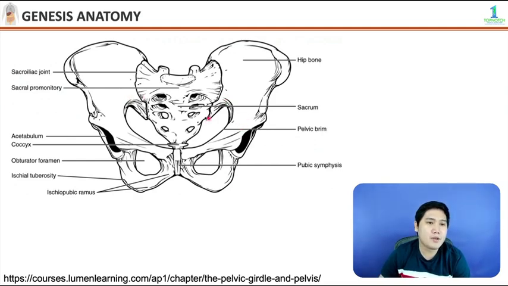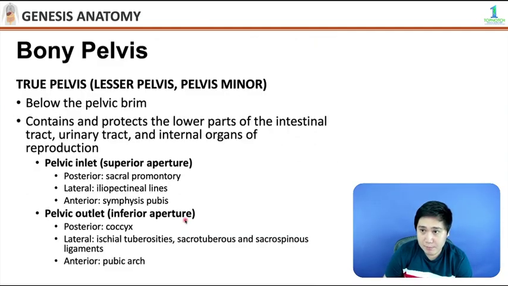Okay? So anything above is part of the false pelvis. Anything below will be part of your true pelvis. Okay? So your true, lesser, or pelvis minor, below the pelvic brim. Okay? This time, the contents are part of the intestinal tract, urinary tract, and organs of reproduction. Okay? So your true pelvis has an inlet, and has an outlet. Okay? So pelvic inlet or your superior aperture, and your pelvic outlet or your inferior aperture. Okay? So your superior inlet, halo-halo na, no?